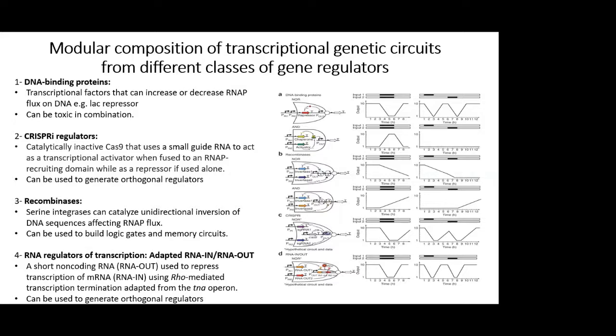So we have transcription factors, we have CRISPR regulators, we have recombinases, we have RNA in, RNA out. These different classes of gene regulators can be used for different purposes in our genetic circuit composition.